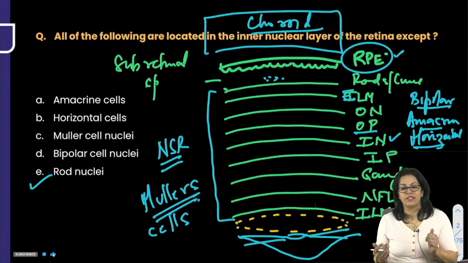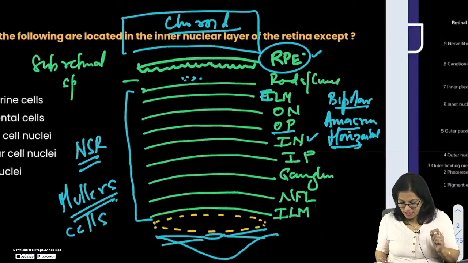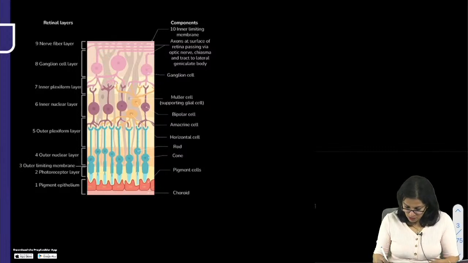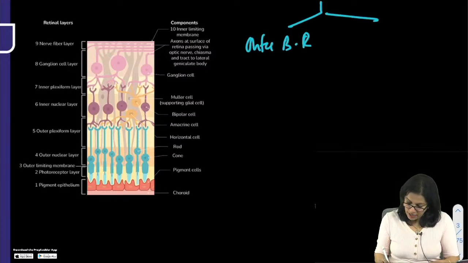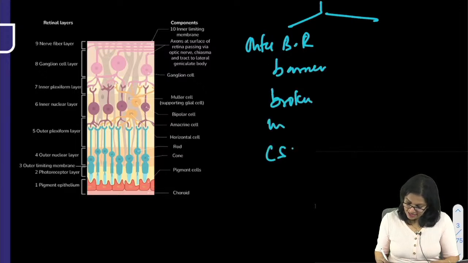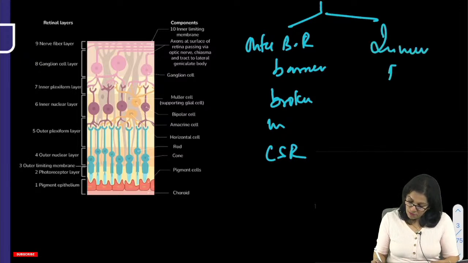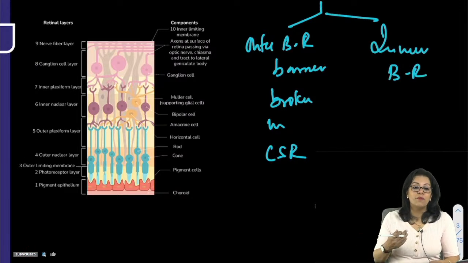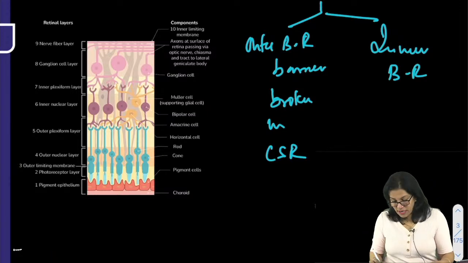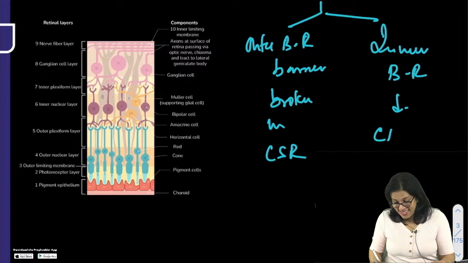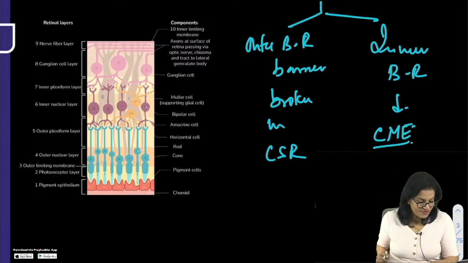So what is the catch point? I want you all to know this, note it down. Before we go to the slide, note that if they ask you the question, the outer blood retinal barrier is broken where? It is broken in CSR, central serous retinopathy. And the inner blood retinal barrier will be broken wherever there is edema, wherever permeability is increasing, it is breaking of the inner barrier, right? So here what will we remember? We can remember this as CME, right?